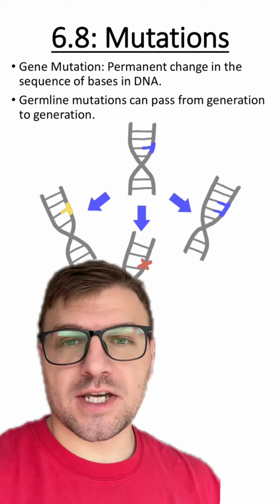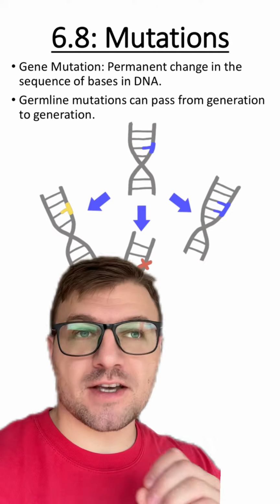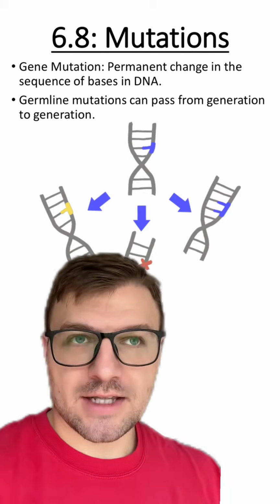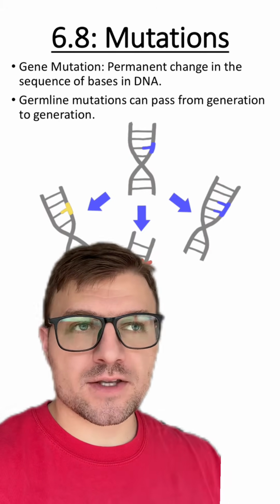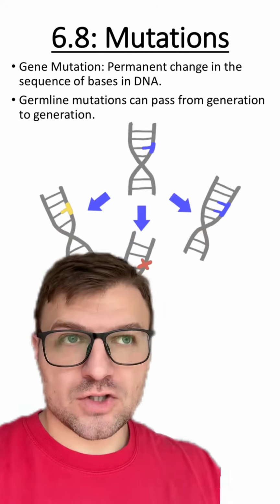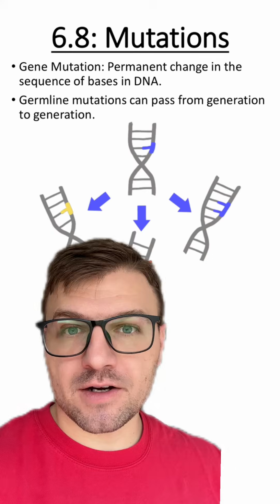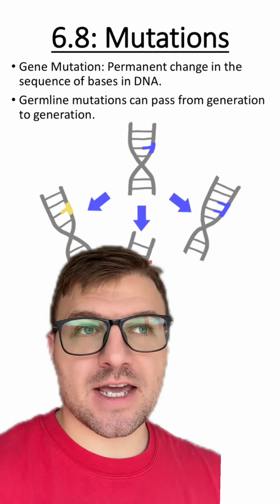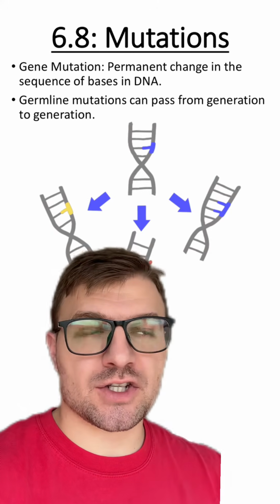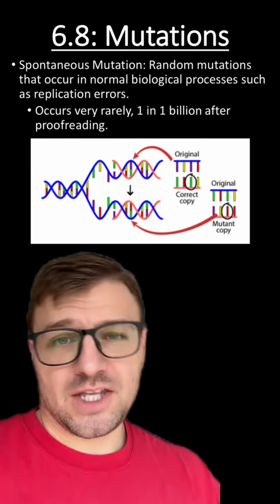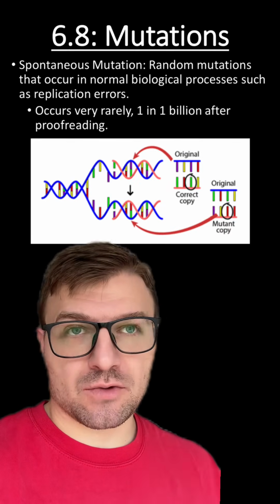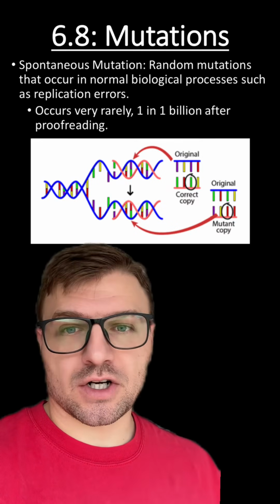Remember that a gene mutation is a permanent change in the sequence of bases we find in DNA. And typically, germline mutations are ones that are passed from parent to offspring. So you receive DNA from your parents, half from your mother and half from your father. But sometimes when you receive this DNA, it has a mutation or a change in that sequence that the parent had. These are called spontaneous mutations, which can randomly happen when replication occurs.